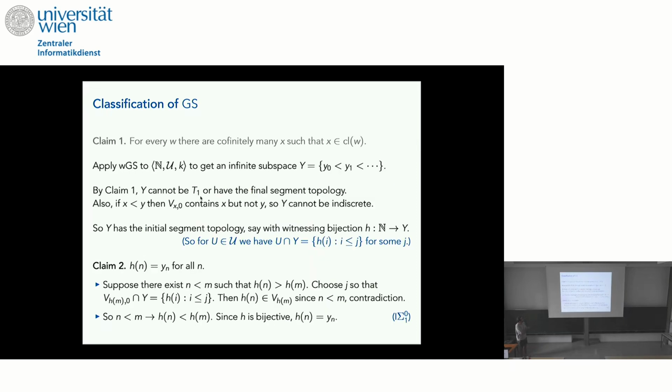Okay. So we have this: for every W, there are cofinitely many X such that X is in the closure of W. Where do we use that? We use it right here. So we're going to apply WGS to the CSC space, and we're going to think a little bit about what kind of CSC space this can be. It can't be T1 by this fact. In a T1 space, this does not work.